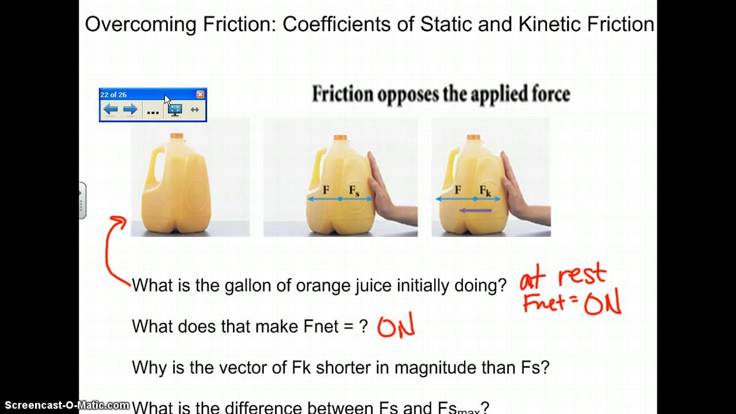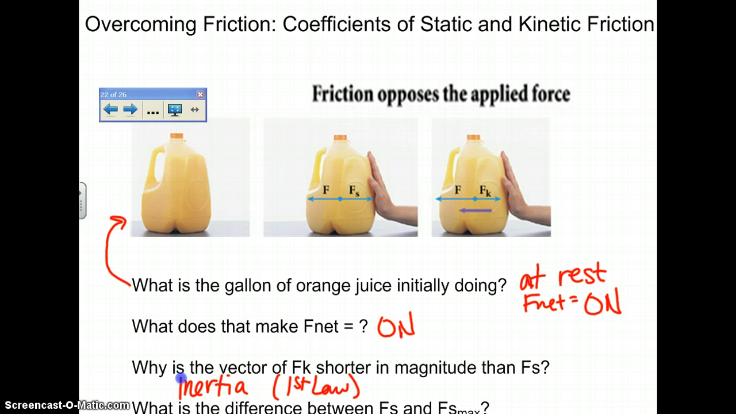So that pretty much answers why the vector of F of K is shorter in magnitude than F of S, because it doesn't take as much applied force to keep something moving. It takes more applied force to get something moving. So you're using Newton's first law there. I just want to say inertia, first law.